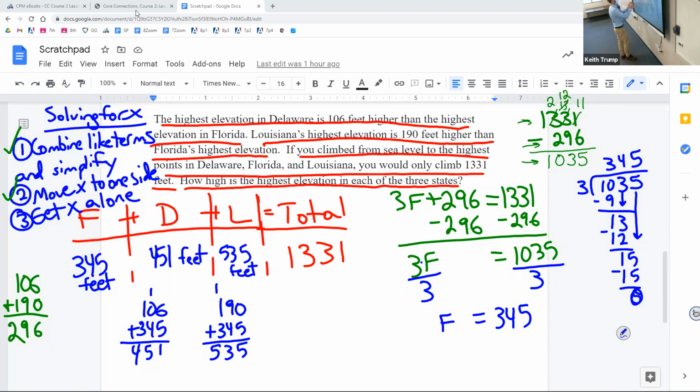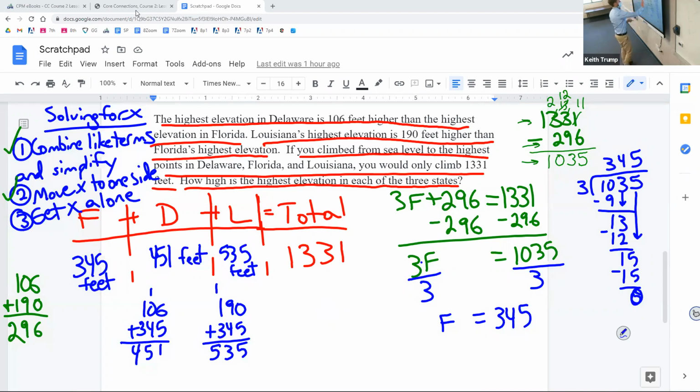Now I would need to write these out. I would say Florida equals 345 feet. And I would do that for the other 2 states as well, okay? But before I do that, and before I say, all right, we're all done with the problem, I need to check my work. There's one really easy way to check our work, and it's just by adding the 3 states together to make sure they equal 1331. So let's do that really quickly. There's never a bad time to check your work.